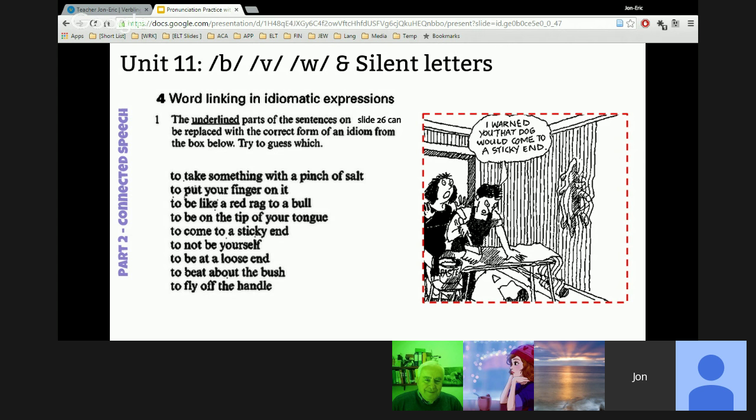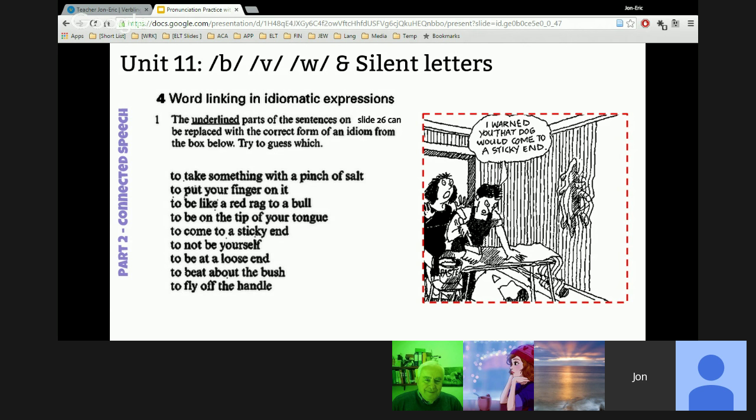So, can anyone explain the joke here? What's the joke? Salwa, what is a sticky end? Do you know? That his hand stuck while he was sticking something.